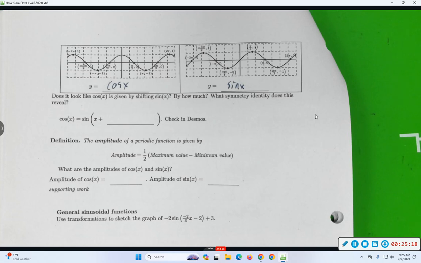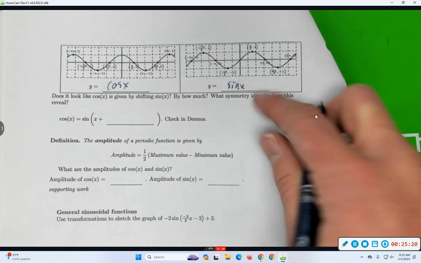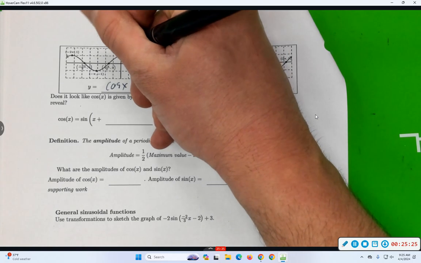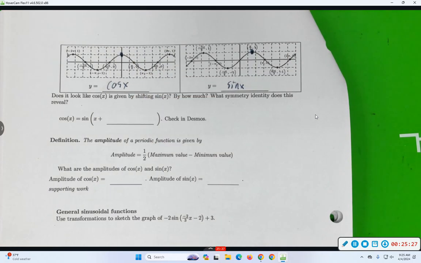No, I want to do the opposite. Does cosine look like it's given by shifting sine? So there's sine of x. It looks like there are 2 points where the graphs look the same. So how far to the left do you need to shift sine of x to get cosine of x by looking at those points?